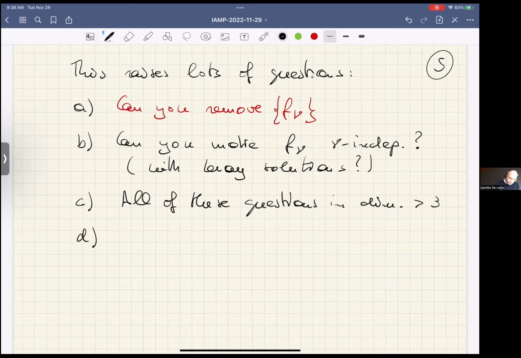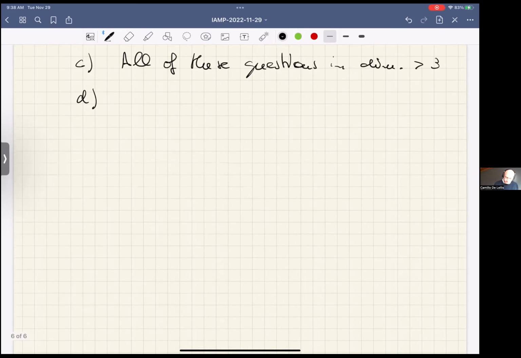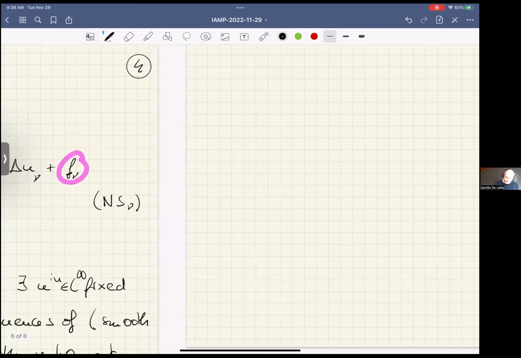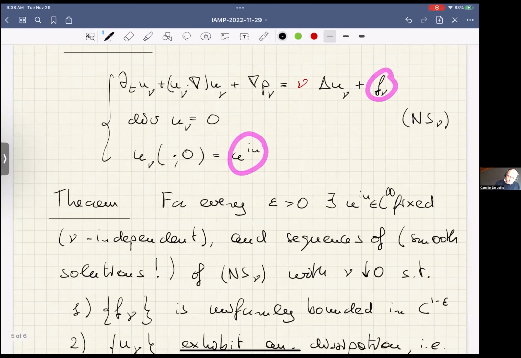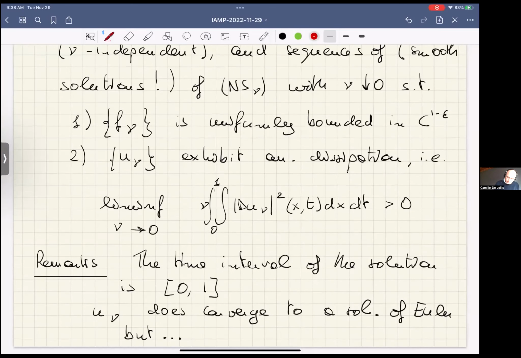Okay, so maybe this one is what bothers me most. In this example, I told you that there is this anomalous dissipation over here. But somehow the anomalous dissipation all happens at time t exactly equal to 1. So our energy is going to have essentially a sudden drop at t equal 1.